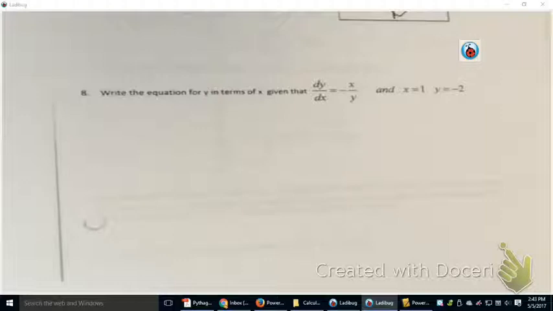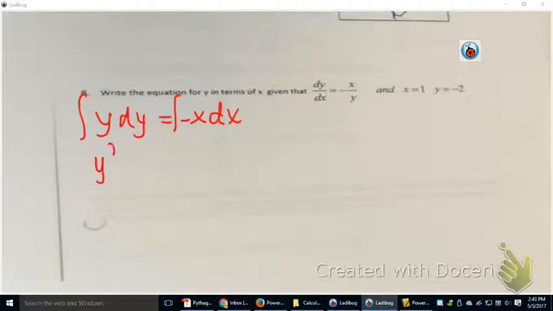So this question, number 8, is asking us to write the equation in terms of y. This is a differential equation. The first step you have to do is to get the y's and the x's together. So I'm going to cross multiply. I get y dy equals negative x dx. To solve it, I'm going to take the antiderivative on both sides.